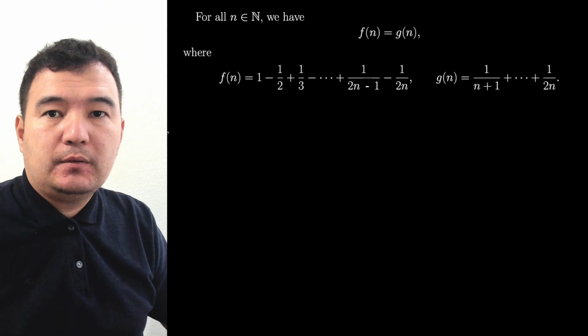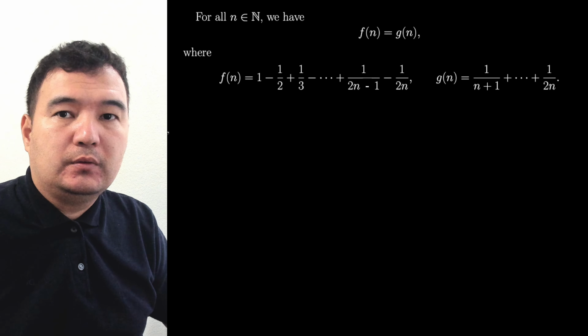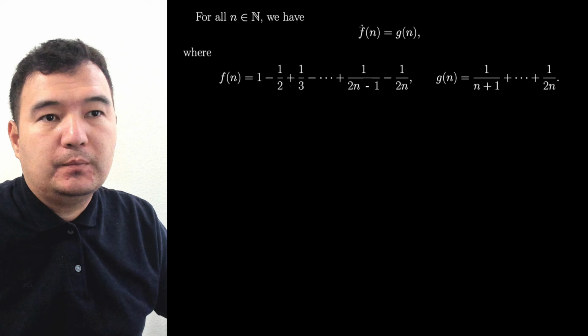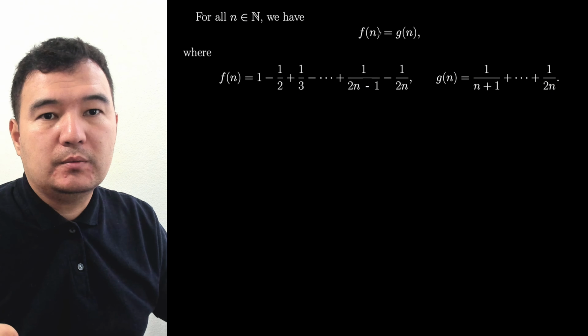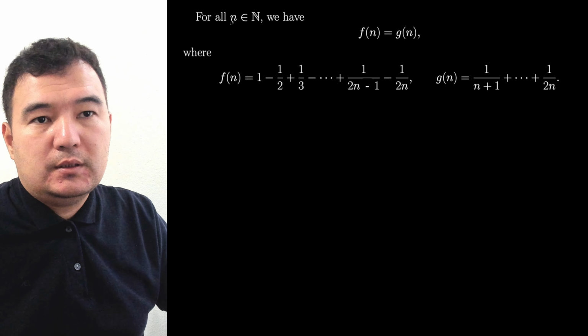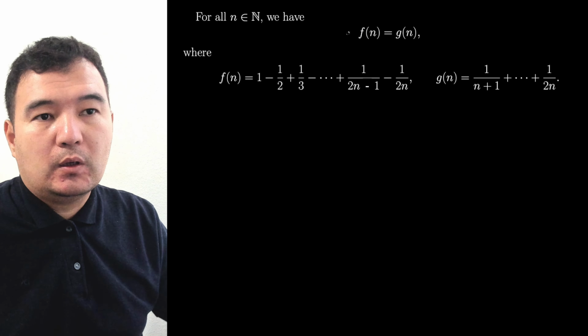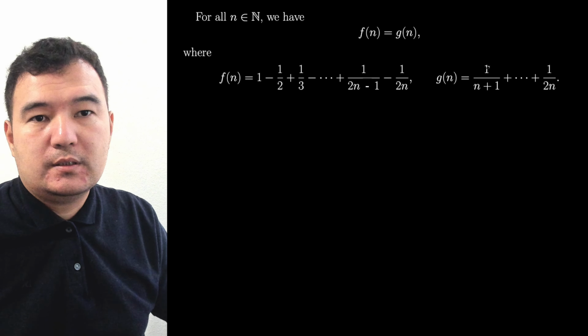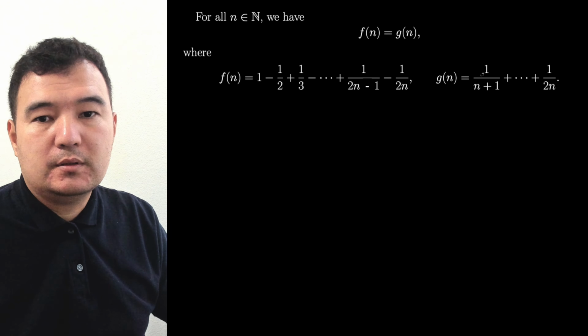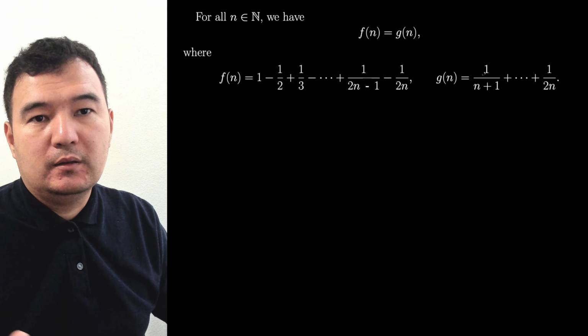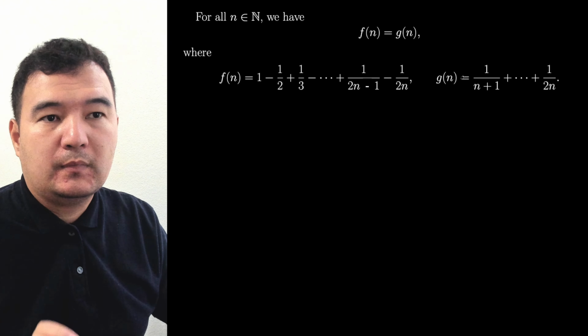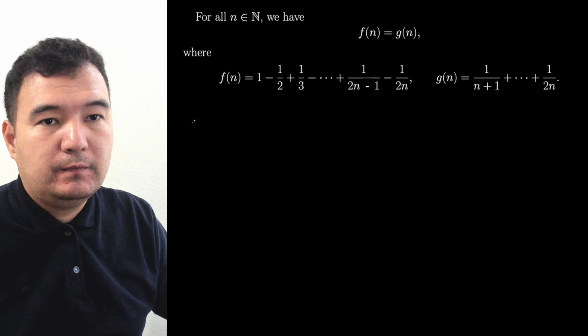Let's prove that the following two functions are equal for all n. So if you place any number n into these functions, the result is going to be the same. Since this is an equality between two functions on natural numbers, we can do induction over n. So here is the first step.